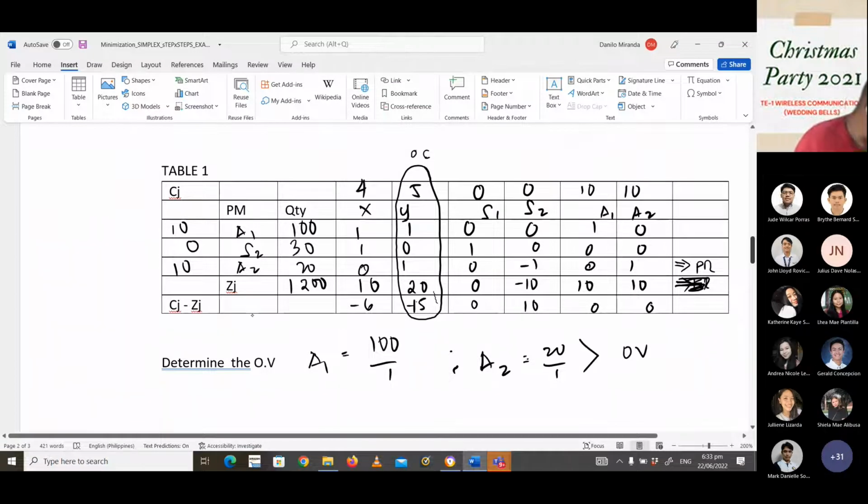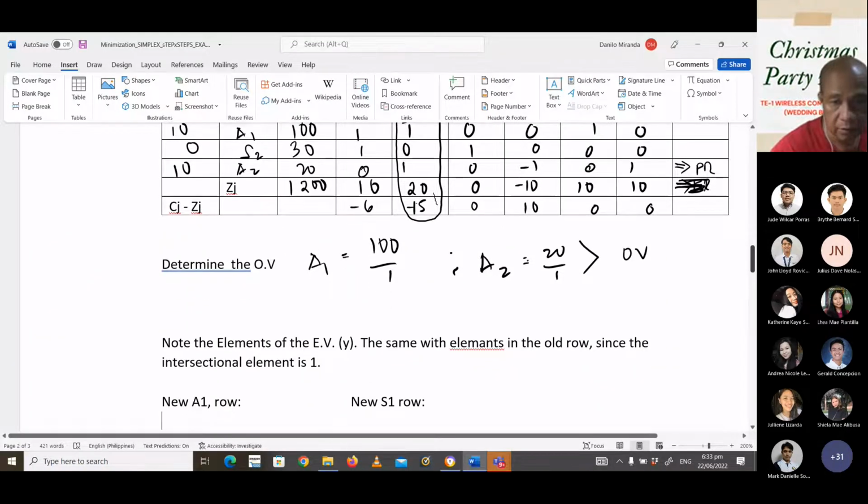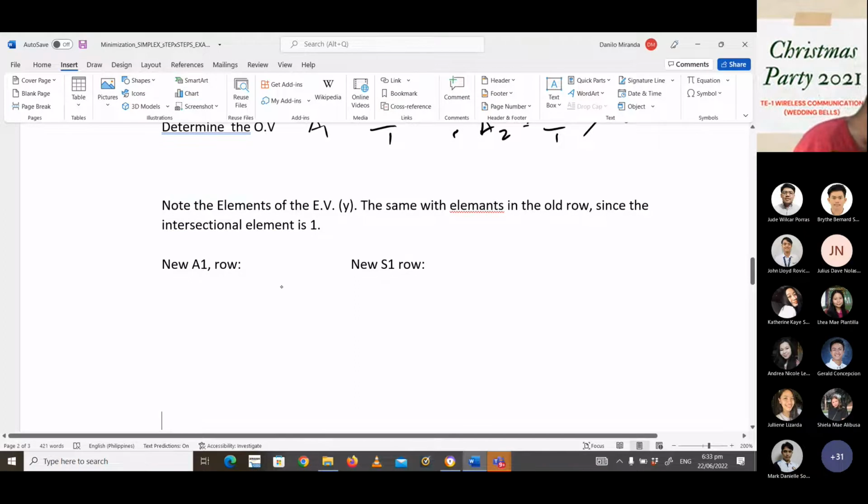All right. Then next, so what will be our new A1? So we will now compute for new A1 and new S1. Okay. So S1 actually is the same, no? So ang mangyayari, baba tayo. Okay. So we have the new A1. So, ito yun, ano?